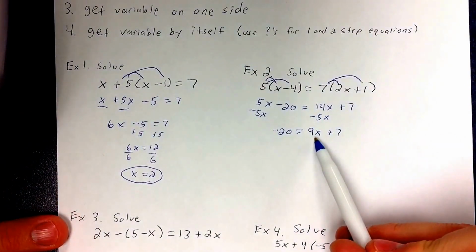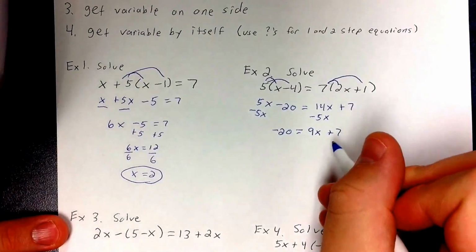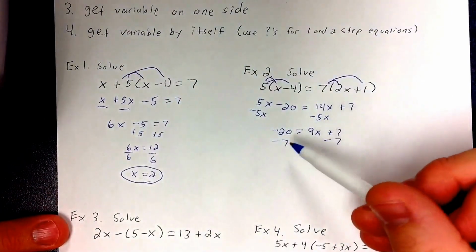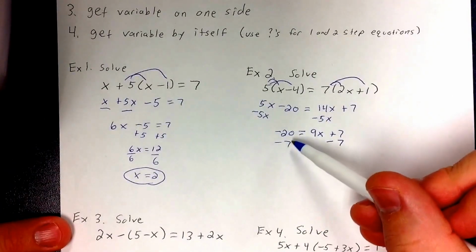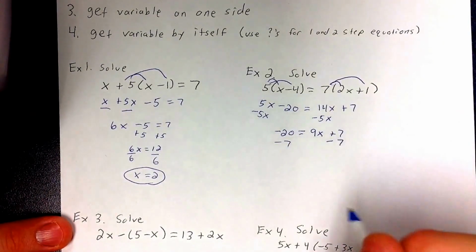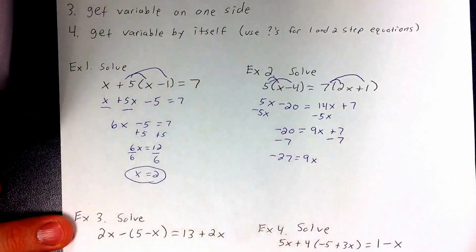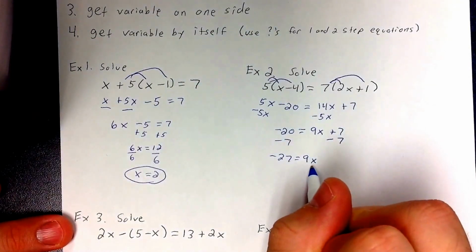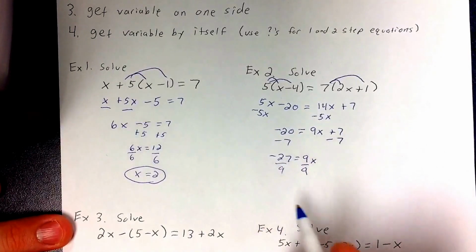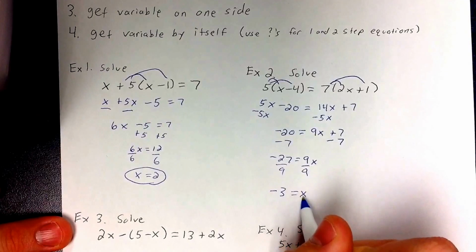So now my variable's on the right hand side. It's not by itself because of the 9 and the plus 7. We get rid of addition first. So I minus 7 to both sides. Negative 20 minus 7. Again, I'm combining those integers together. Signs are the same, so I add and keep the sign. So it'd be negative 27 equals 9x. Now the variable's not by itself because of the 9, so I have to divide both sides by 9. Negative divided by a positive is a negative, so negative 3 equals x.